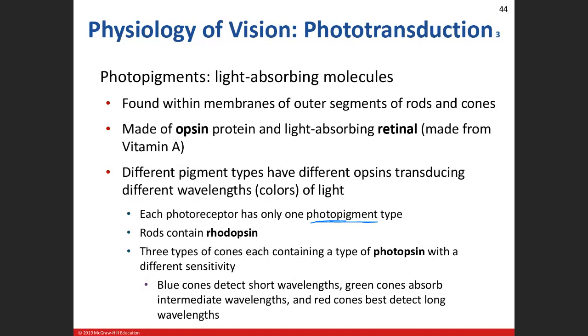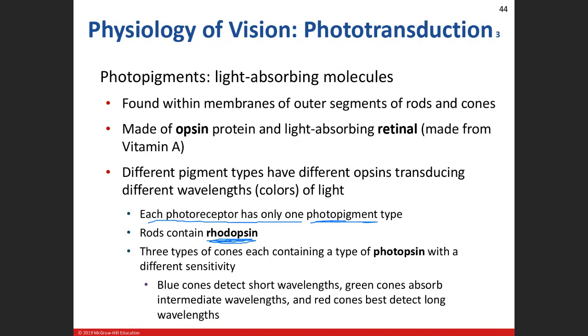Each photoreceptor has only one photopigment type. So blue cones are good just for the color blue. Green and red, nothing. They will not be activated. Okay? So rods, their photopigment is called rhodopsin. And we're going to go on that for a little while. We'll come back and talk about cones here in a moment. So the photopigment is rhodopsin.